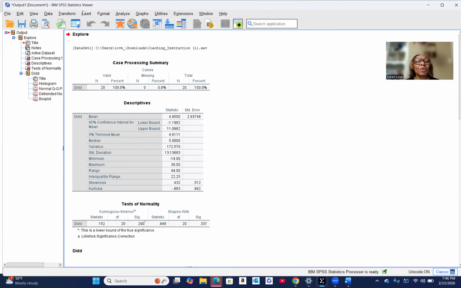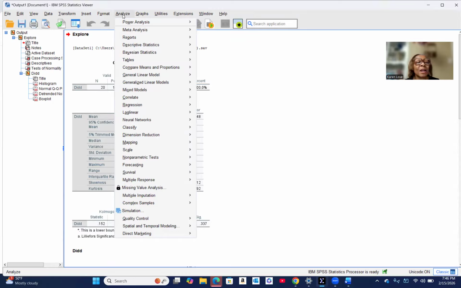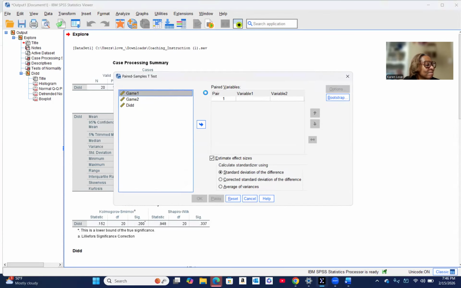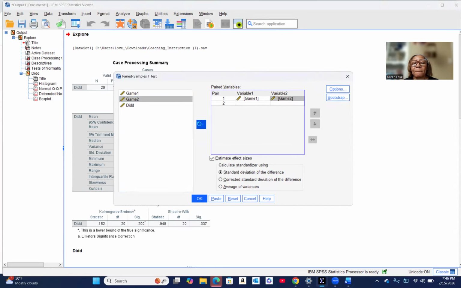So now we will go to Analyze, Compare Means and Proportions, and we will go down to the paired-samples t-test. We move this over. We know that variable 1 will be game 1, and variable 2 will be game 2. We click OK.